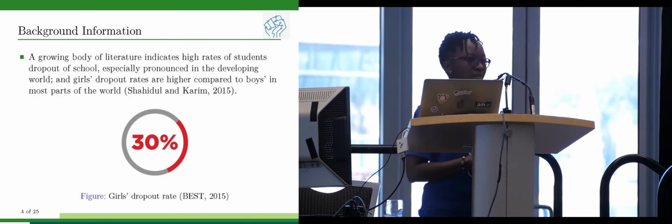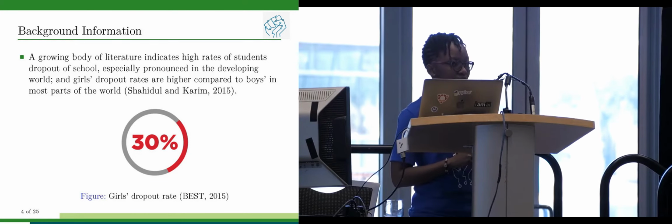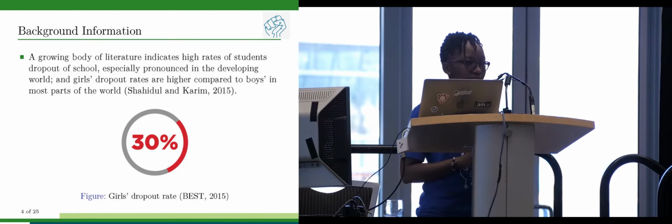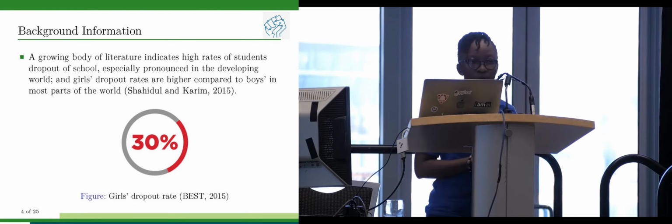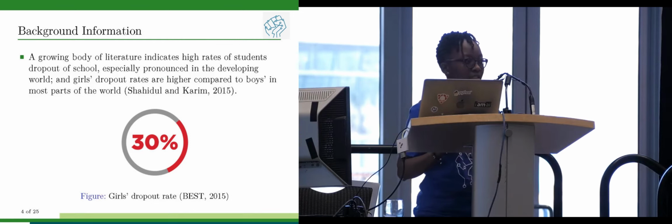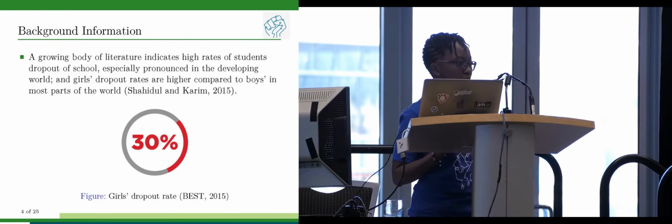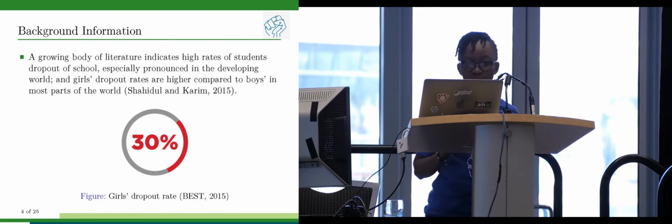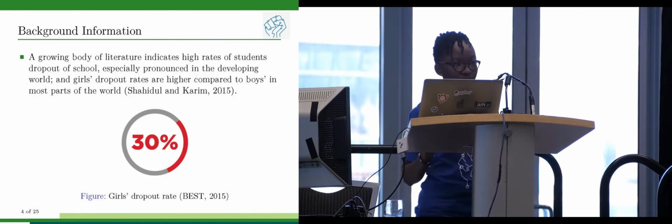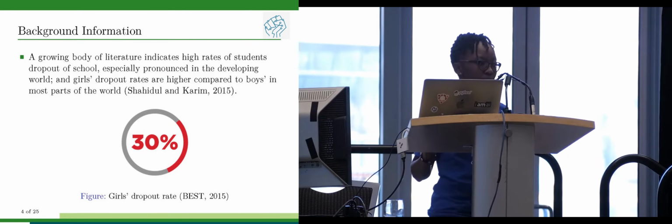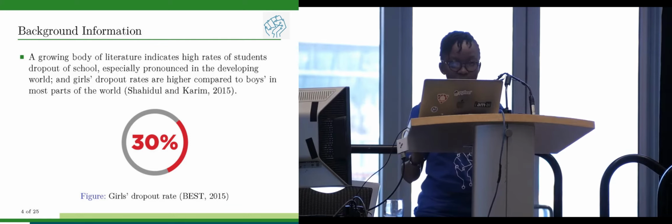The story about Neema reflects the life of many girls of school age in developing countries, particularly in Africa. A growing body of literature reveals that there is a high dropout rate, especially pronounced in the developing world, whereby girls tend to drop out more compared to boys in different parts of the world. For instance, in Tanzania, over 30% of girls drop out before reaching Form 4, compared to 15% of boys.